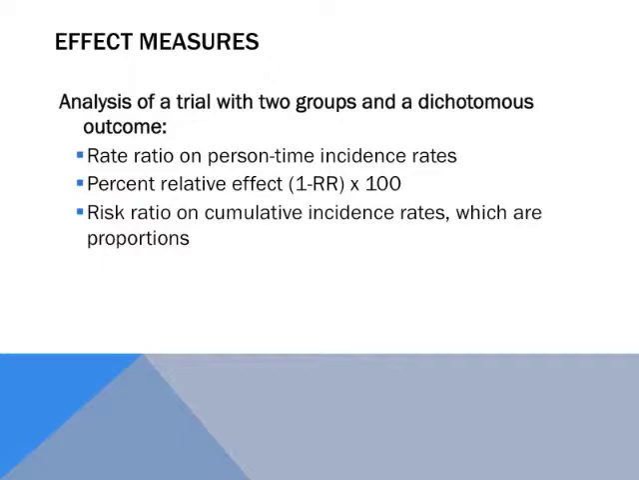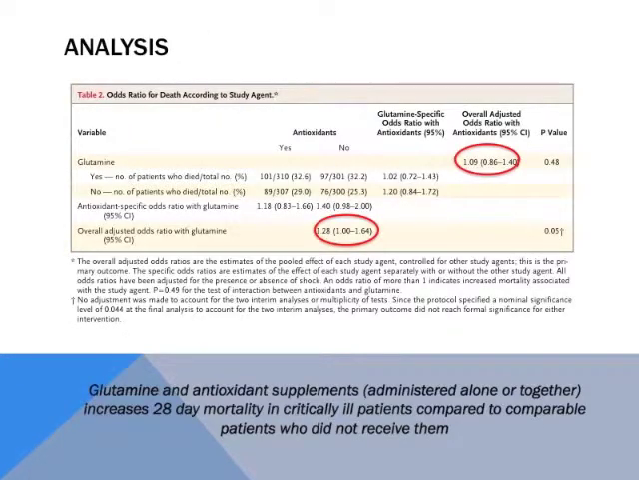In the analysis of a trial with 2 groups and a dichotomous outcome, the most common effect measures are rate ratios, percent relative effect, and risk ratios. Both an intention to treat and efficacy analysis were conducted in the REDOXS trial. This table shows the intent to treat analysis. The effect measure reported was an odds ratio, and this was because a logistic regression analysis was conducted, and this type of regression produces odds ratios, not risk ratios.